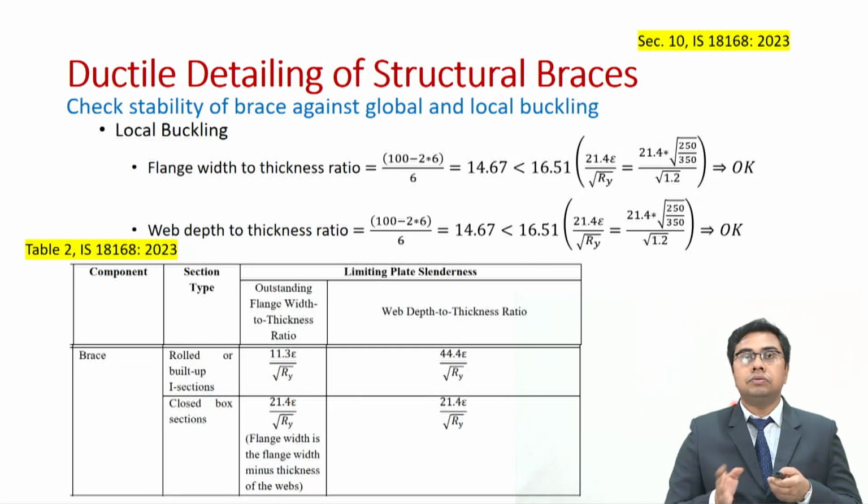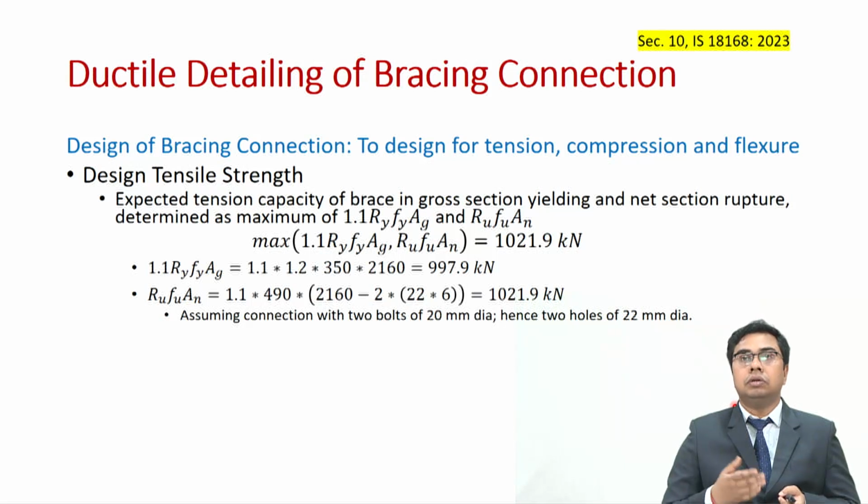Okay. So, now once we know that this brace section is adequate against global as well as local buckling, now let us try to design the brace connection. How will you design the brace connection? We all understand that as per capacity design principle, we need to have the bracing connection which is stronger than the brace itself. That is, we want our failure to initiate in the structural brace. We do not want our bracing connection to fail before the failure of the structural brace itself. So, this bracing connection shall be designed for tension, compression as well as flexure.